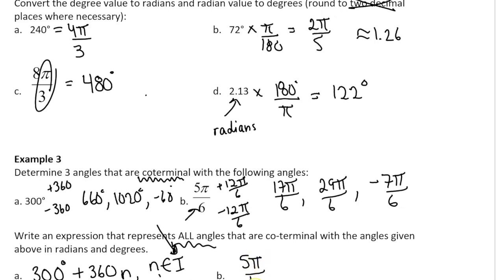5 pi over 6. Well, I know that instead of adding 360 degrees, I'm adding 2 pi, but I have to add some n of 2 pi. So the way we write that is we're going to say plus 2n pi. And if you wrote 2 pi n, that's also correct, but usually we say 2n pi, where n is any integer.